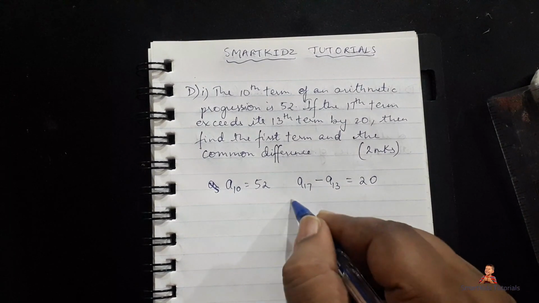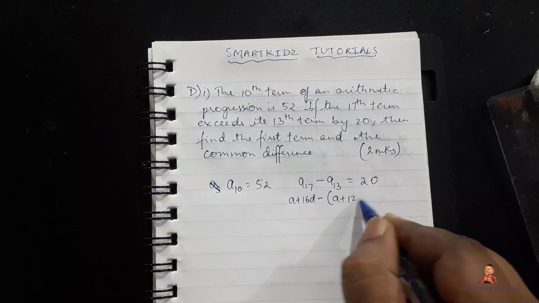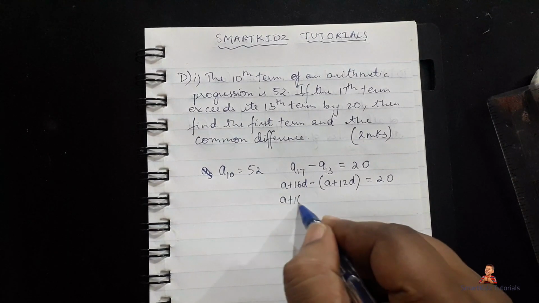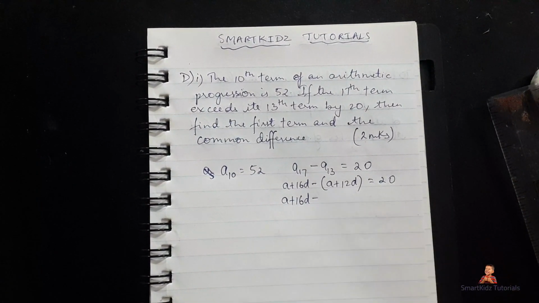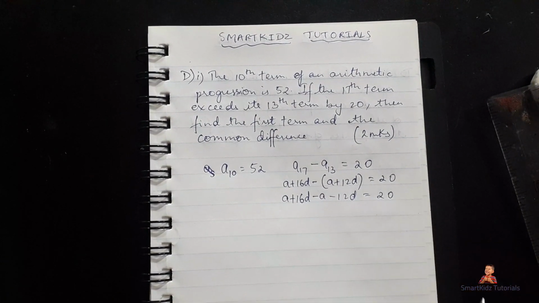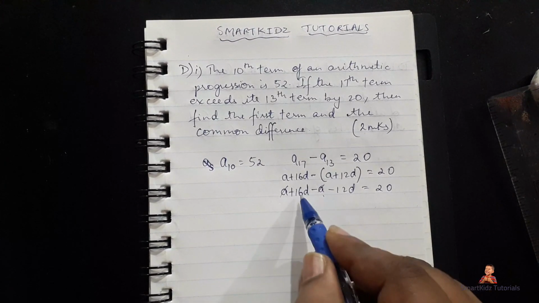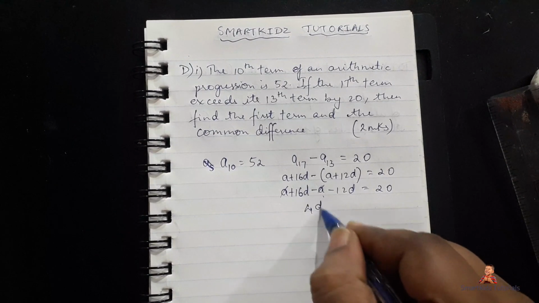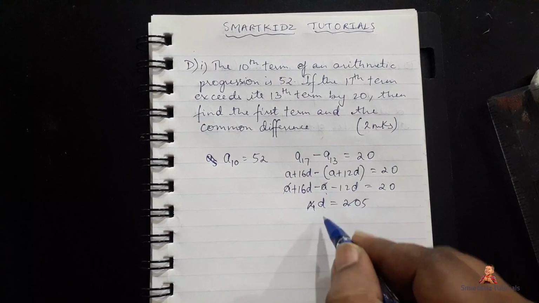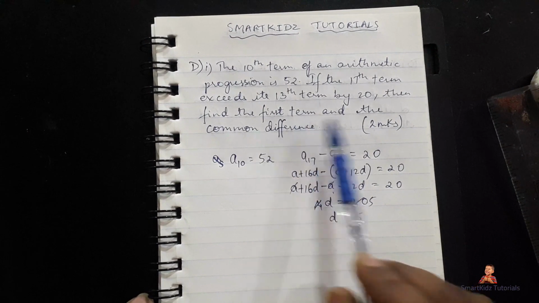We can write A17 as A plus 16D, minus A13, which can be written as A plus 12D, equal to 20. I'll keep A plus 16D the way it is. Opening the bracket, the minus sign will come inside: minus A minus 12D equal to 20. Plus A and minus A will cancel out each other. 16D minus 12D will give me 4D equal to 20. We can divide this. 4 ones are 4, 4 fives are 20, which means we get our common difference as 5.